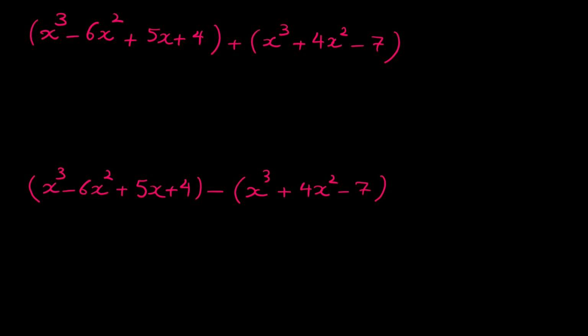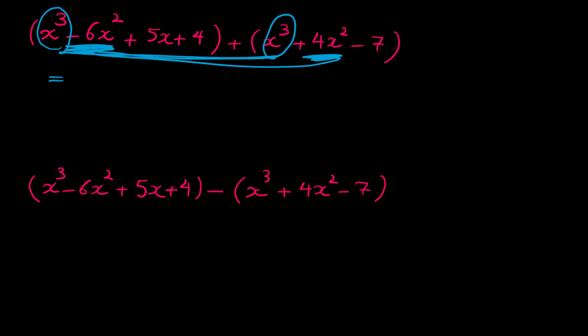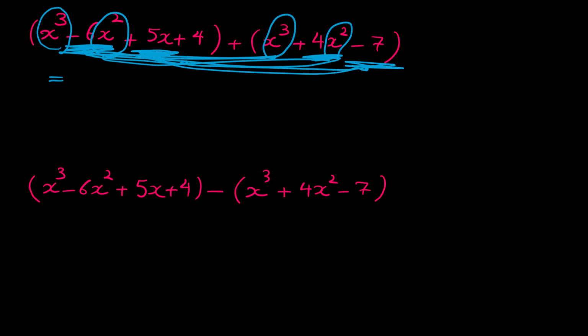For adding polynomials, we group like terms. But what are the like terms? The terms whose variables have the same degree. So x to the 3 and x to the 3 are like terms. Negative 6x to the 2 and 4x to the 2, because we have x to the 2 in both of them, are like terms. Here we have a 5x, but in the other polynomial we don't have any term to group with 5x. And finally, we have a constant 4, which is in the same group with negative 7.